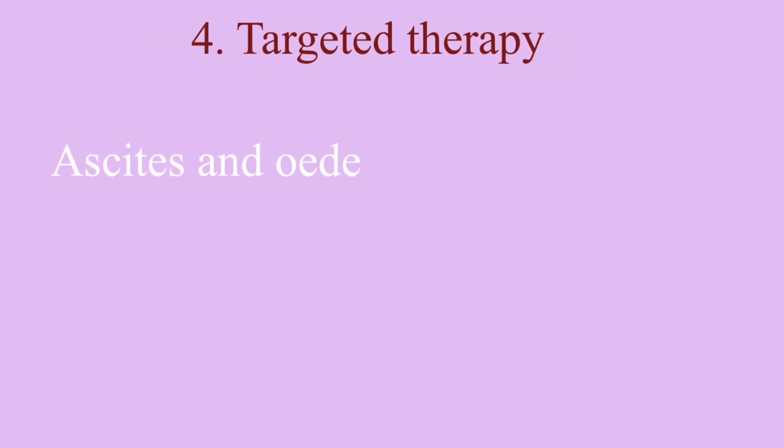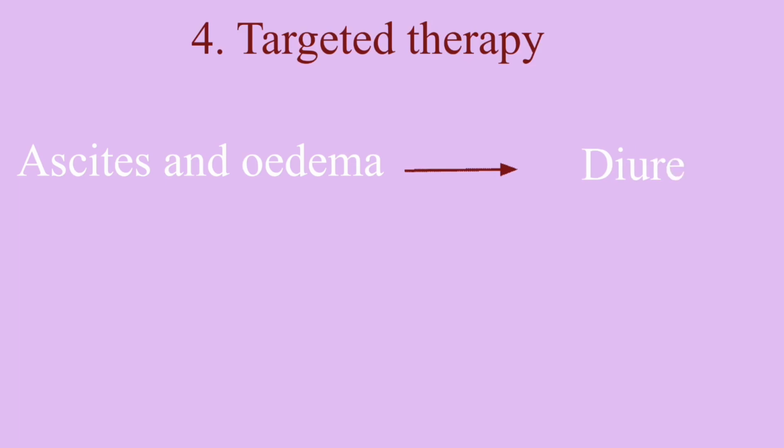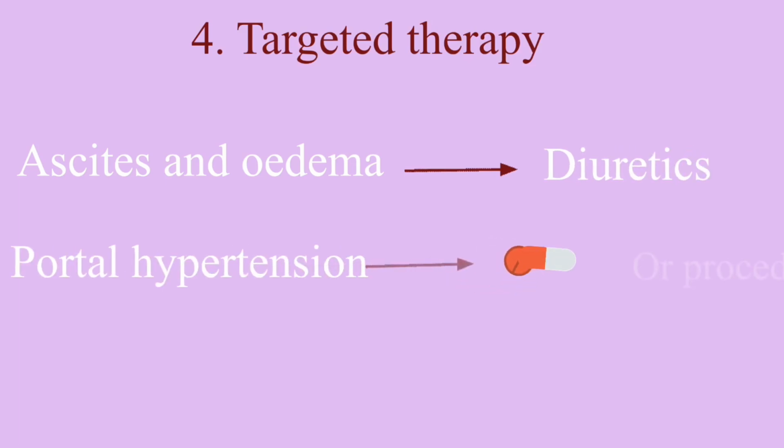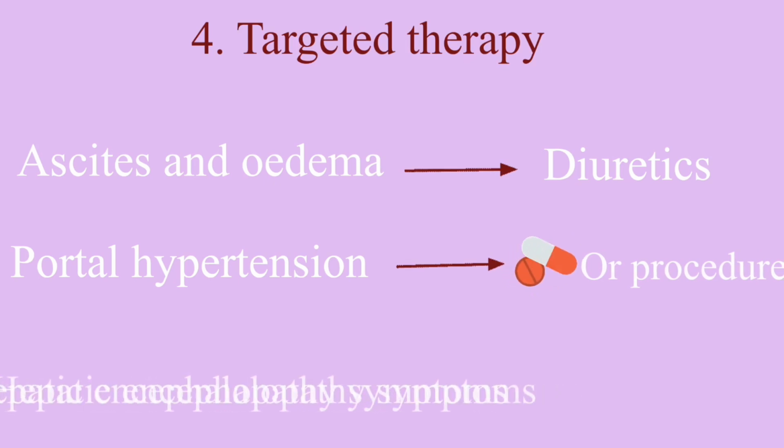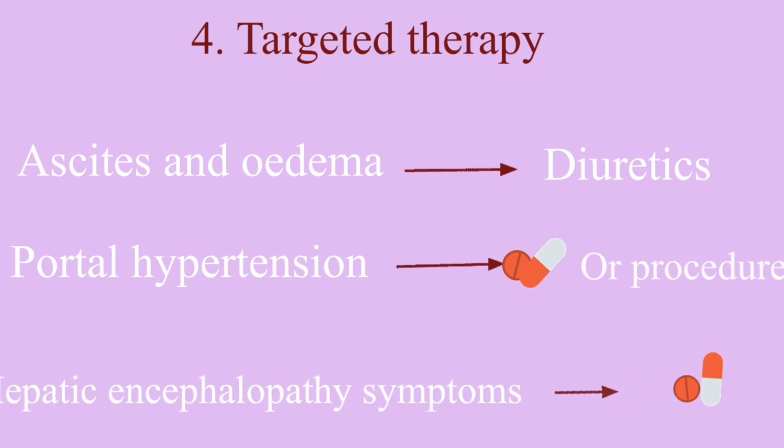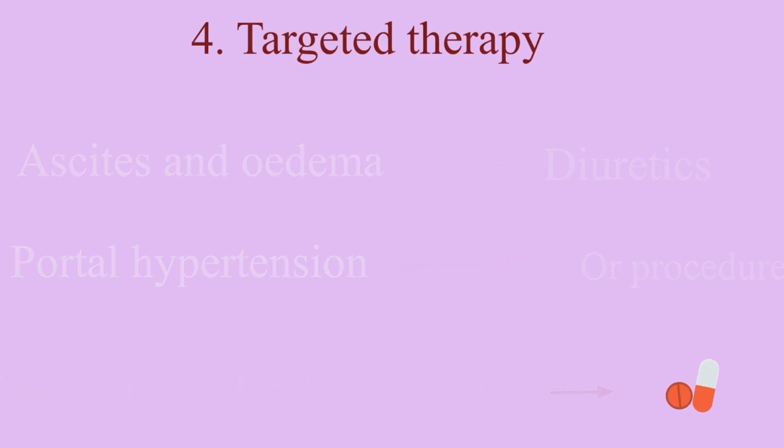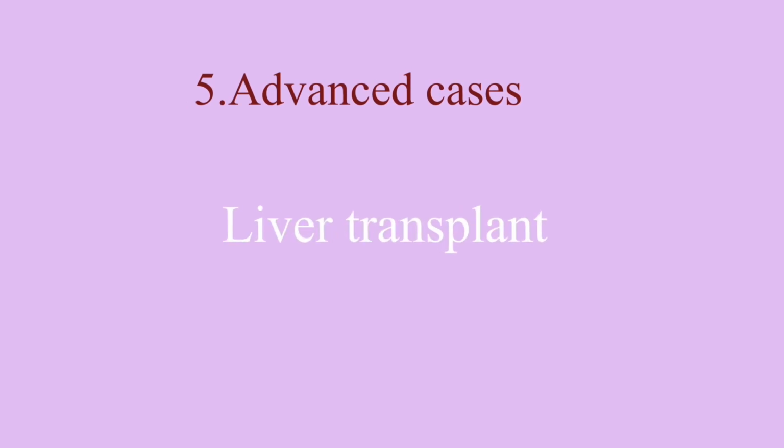When complications arise, targeted treatments are necessary. For ascites and edema, diuretics can help reduce fluid retention. Portal hypertension can be managed with medications or procedures to address high blood pressure in the portal vein. Hepatic encephalopathy symptoms may be alleviated with medications to manage confusion and related issues. In advanced cases of cirrhosis, where the liver is significantly damaged, a liver transplant may be the only viable option for treatment.